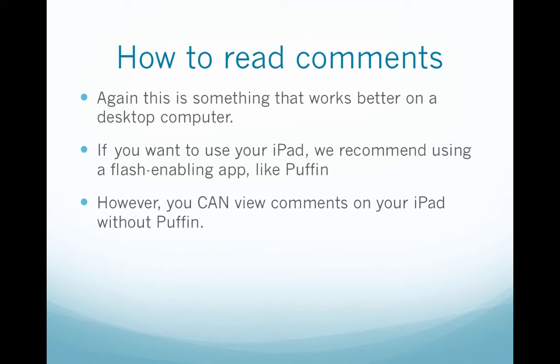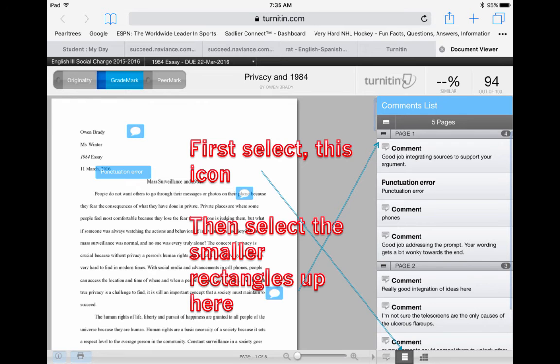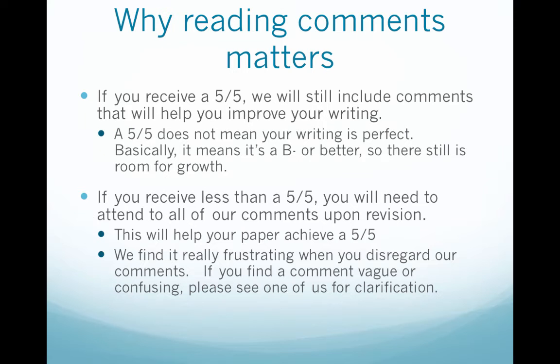Another way that you can view your comments without using Puffin is by doing the following. First of all, select the icon in the bottom right-hand corner with 3 rectangles stacked atop one another. Then select the comments and open them up in the side panel. This will let you know what the comments say, but you'll have to go to the work of going back and forth and seeing what is actually included.